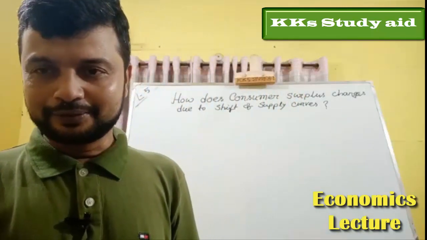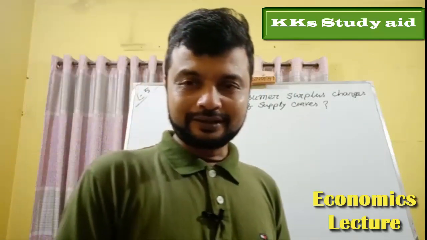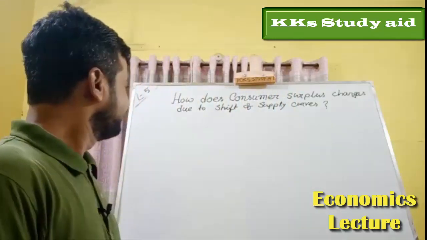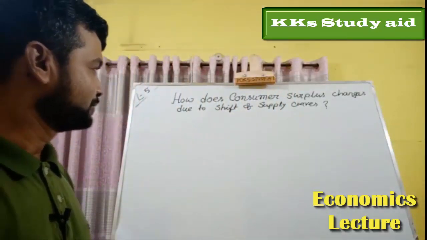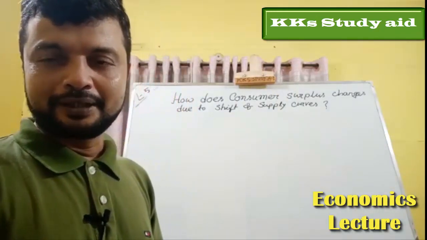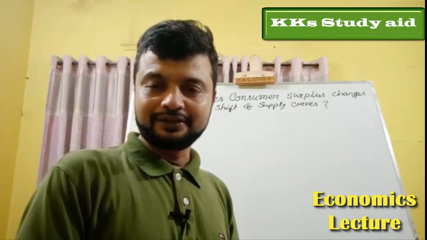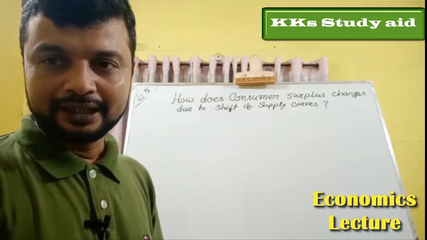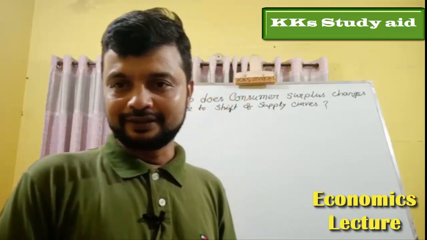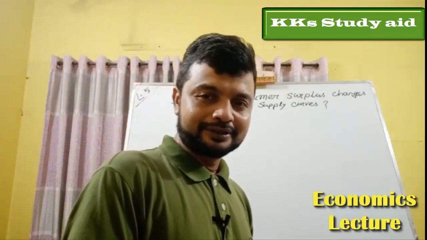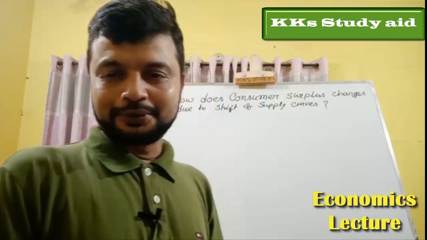I'm Kazi Kamal with you, and my today's topic is how does consumer surplus change due to shift of supply curves. Now let's see the matter. How does consumer surplus change due to shift of supply curves? Very simple answer is that when the supply curve goes upwards, there will be an increase in market price, which causes consumer surplus to decrease. And on the other hand, when the supply curve goes down, there will be a decrease in market price, which causes the consumer surplus to increase.